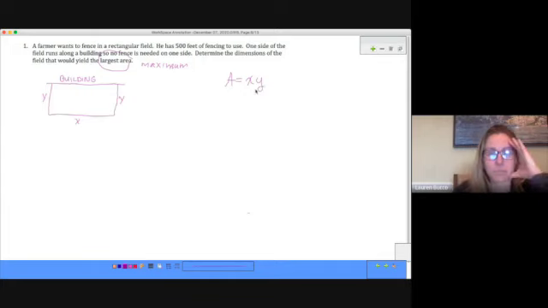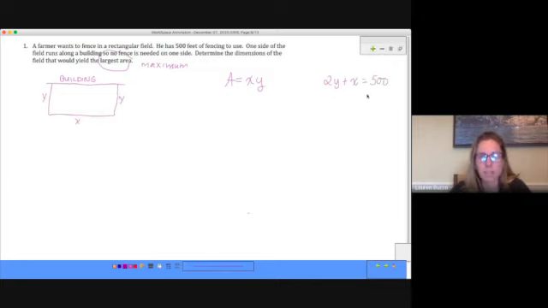All right. And I also know that 2Y plus X is equal to 500, because if I'm optimizing or maximizing this area, I want to use every bit of fencing that I have. I can have my answer key out in front of me. Okay.